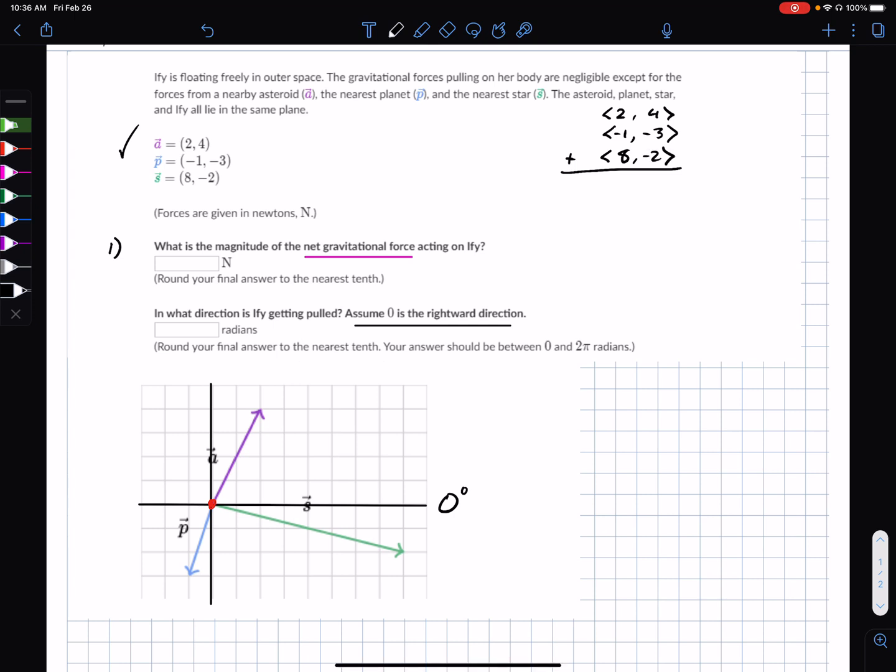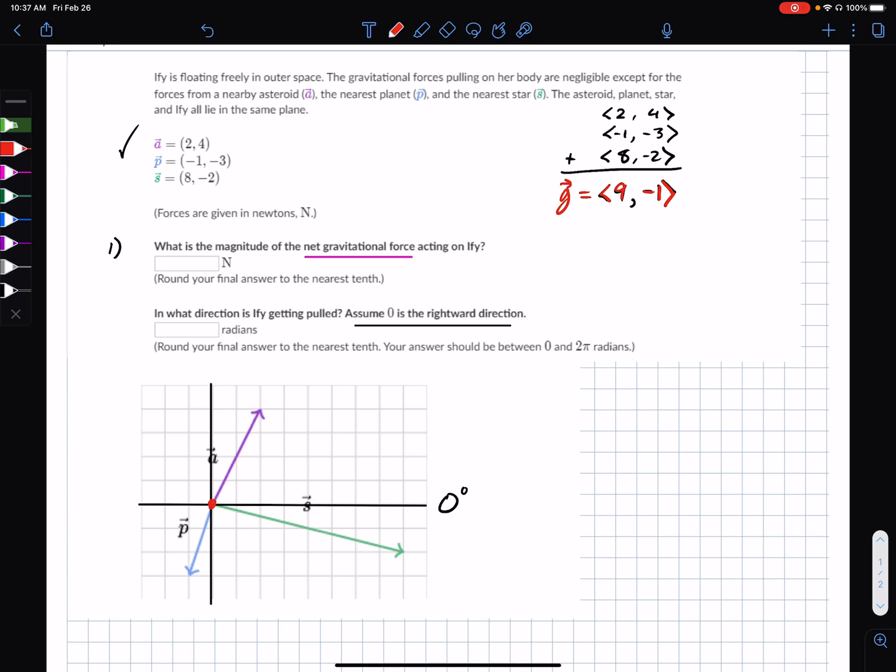Okay, so add the x components up, and you get 9. And add the y components up, and you get -1. So I'm going to color this red and put it on the plane. And I'm going to call it G for net gravitational force, vector G. Okay.